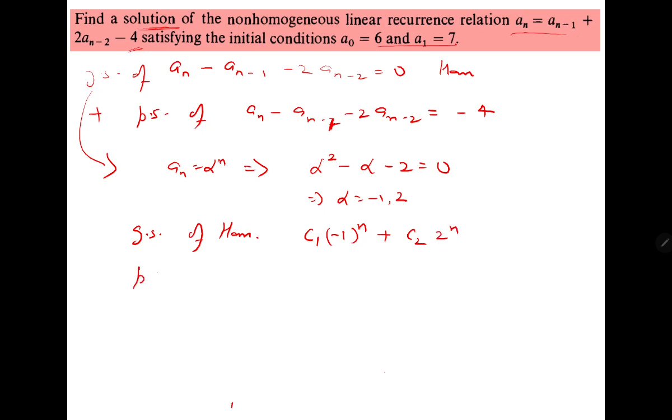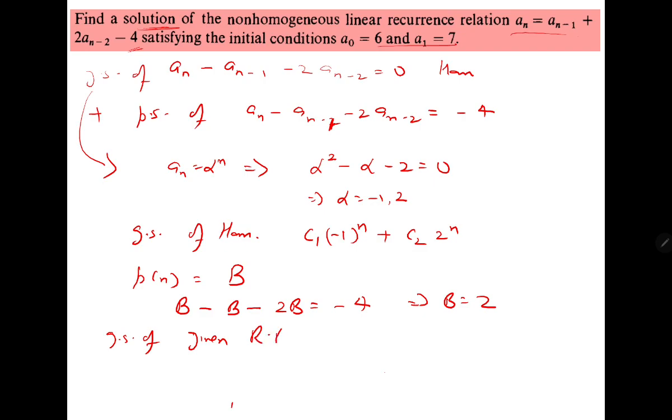Now the particular solution would look like, it is a polynomial of degree 0, so some constant b. Now put it back into the non-homogeneous recurrence relation, it becomes b minus 2b is equal to minus 4. That gives you b is equal to 2. So it means the general solution of the given recurrence relation is c1 times (minus 1) raised to the power n plus c2 times 2 raised to the power n plus 2.